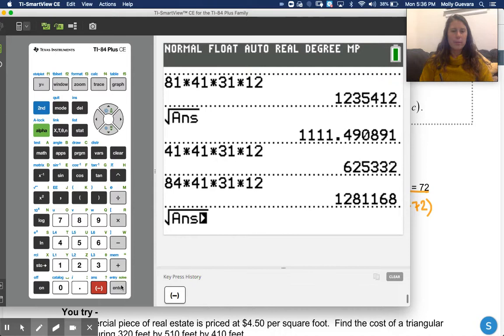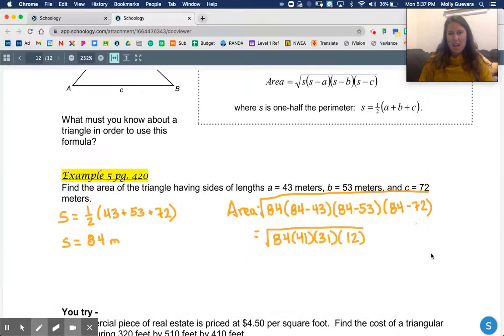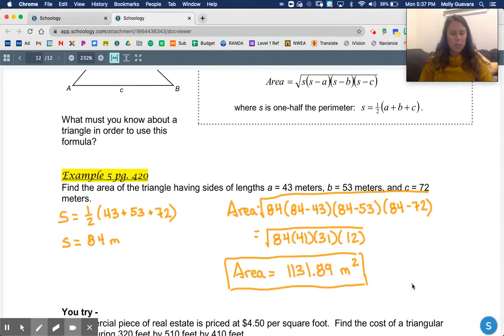This is what happens when you do this after surgery, right? And I get 1131.89-ish, let's say. So the area is equal to 1131 point, let's just say 89 meters squared. Don't forget your units, right? Your units need to be squared because we are finding area.